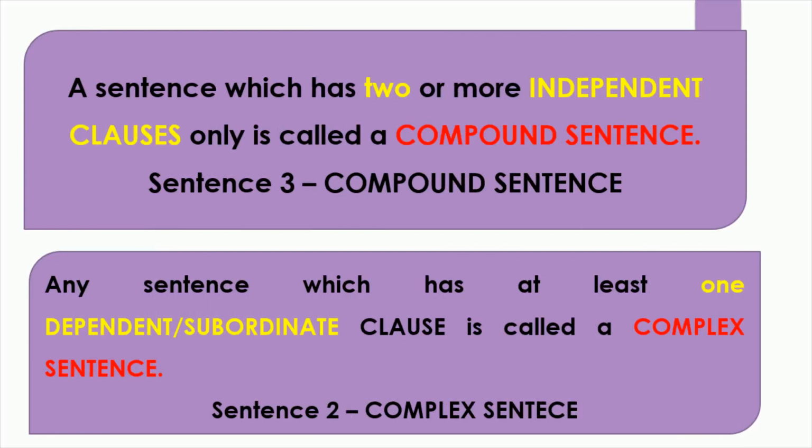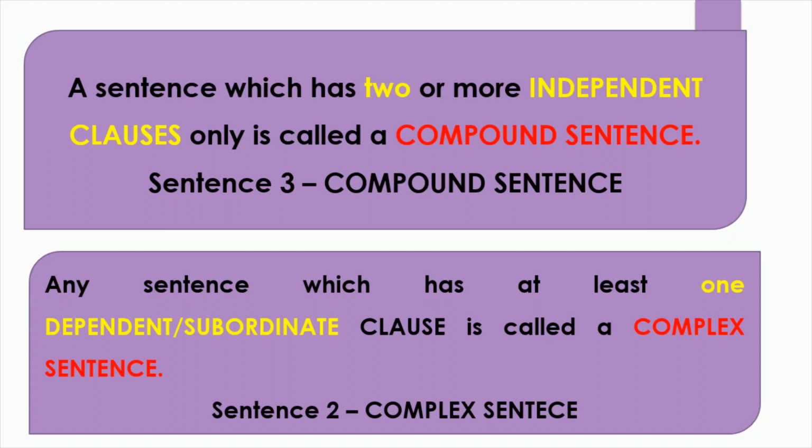A sentence which has two or more independent clauses only is called a compound sentence. So, sentence 3, I sat in the lawn while I waited for my turn, is a compound sentence because it is made up of two independent clauses. I sat in the lawn and I waited for my turn. So, it is a compound sentence.